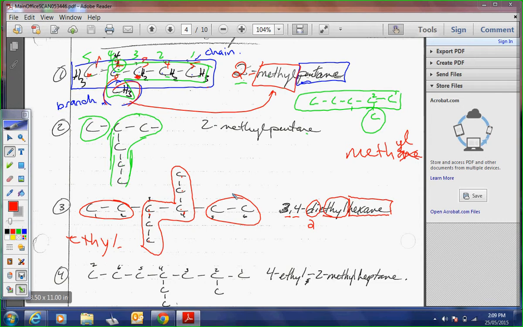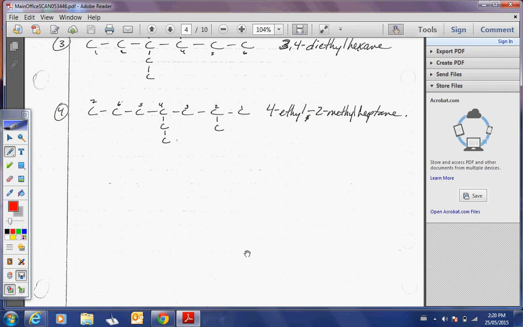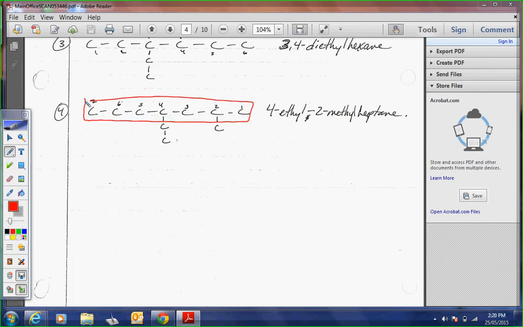Okay, number 4. Longest continuous chain: heptane. I've got a methyl and an ethyl.